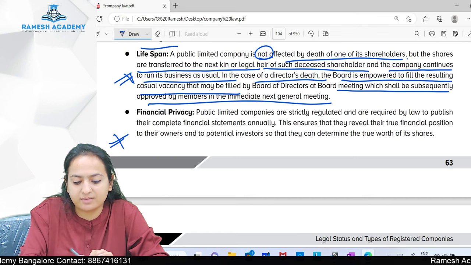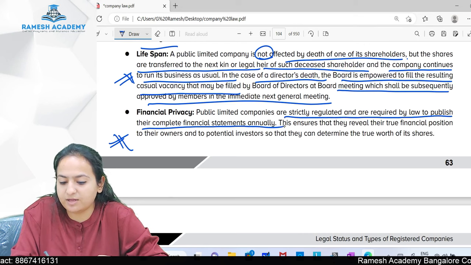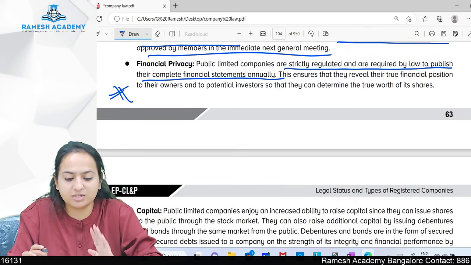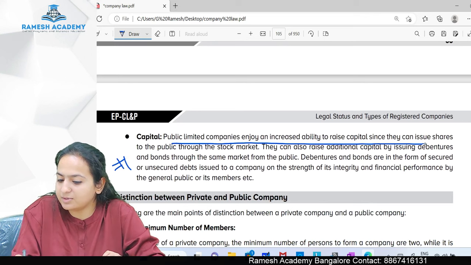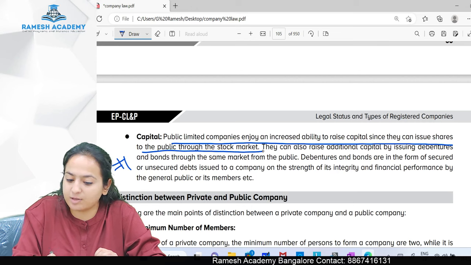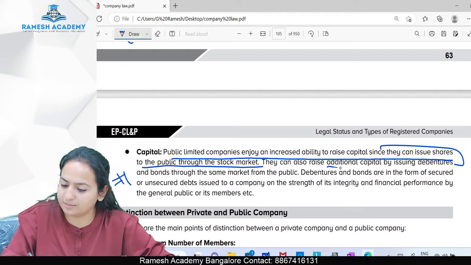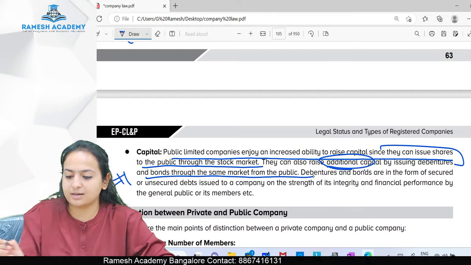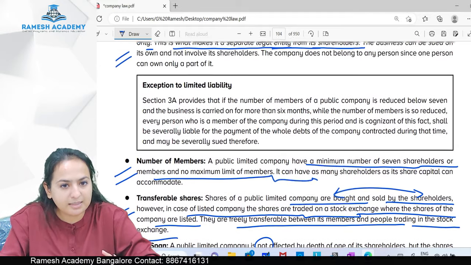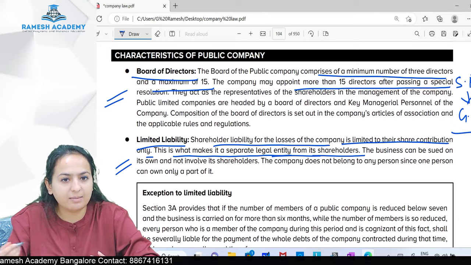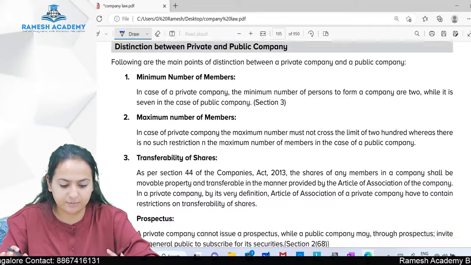Then there is financial privacy. They are strictly regulated and are required by law to publish their complete financials annually. So proper financials need to be published. Capital. The public limited company enjoys an increased ability to raise capital since they can issue shares to the public through the stock market. So they can raise additional capital, that means by issuing debentures and bonds. Right. So capital, financial privacy, lifespan, transferability, number of members, limited liability, board of directors. Number of members are what? Minimum number of members will be 7.